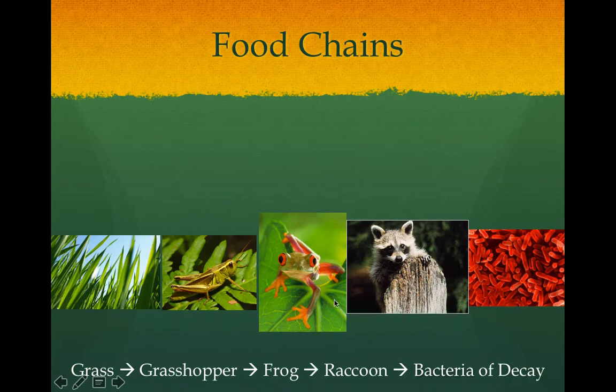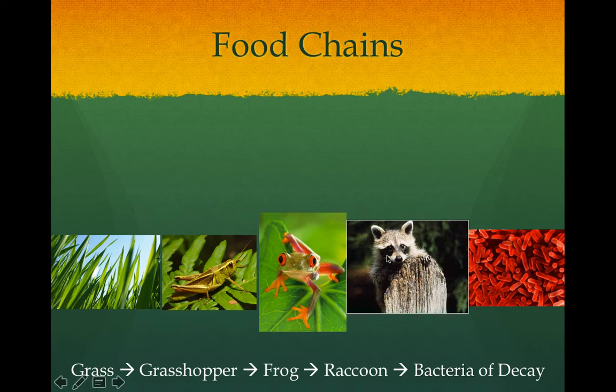So this is like a straight line, but today we're going to make this a little bit more complex because, as you know, there are probably more animals that eat these grasshoppers besides frogs. So there could be birds that are also getting energy from the grasshoppers. Or there could be snakes, and there could also be other animals besides the raccoon that eat the frog. And there's probably deer and rabbits and things that also eat the grass.